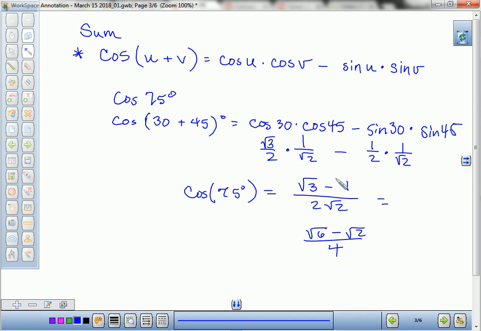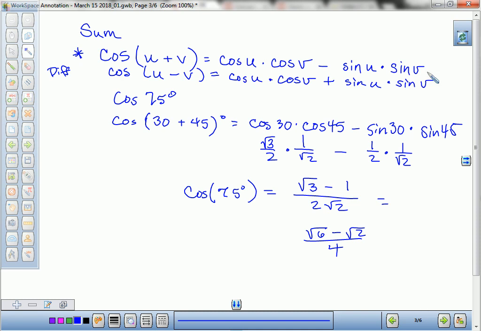So that is a sum. Now let's do a difference. The difference for cosine is just going to change my sign here. So it becomes cosine of the first times cosine of the second plus sine of the first times sine of the second. It's just backwards, basically. Cosine is kind of weird. We start with cosine, we end with sine.